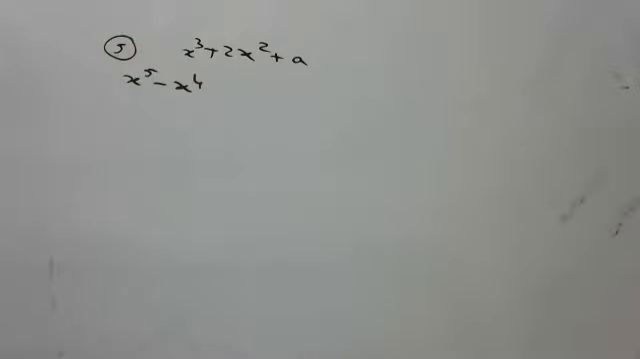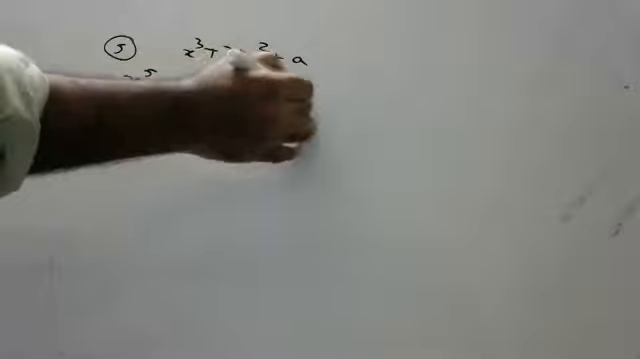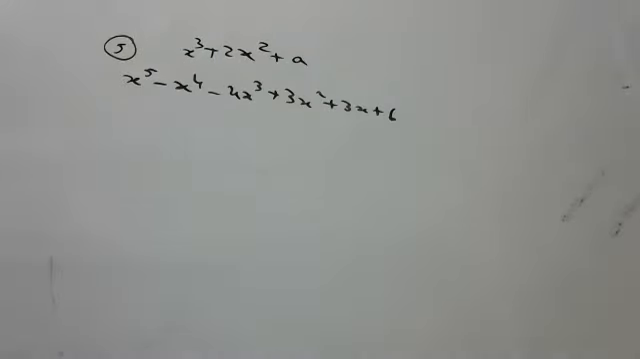Fifth question, children. For which values of a and b are the zeros of the polynomial x cube plus 2x square plus a also zeros of the polynomial x^5 minus x^4 minus 4x cube plus 3x square plus 3x plus b?